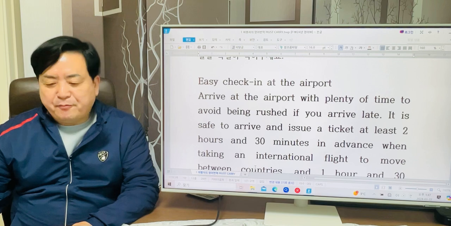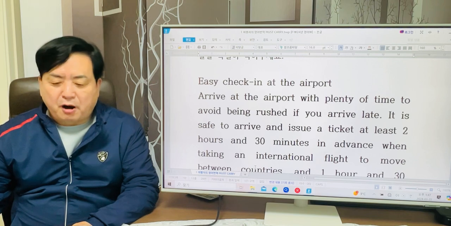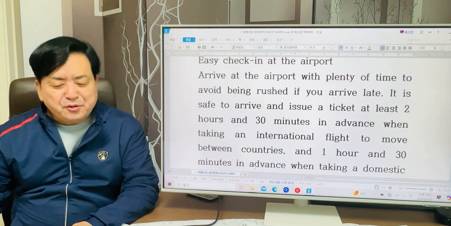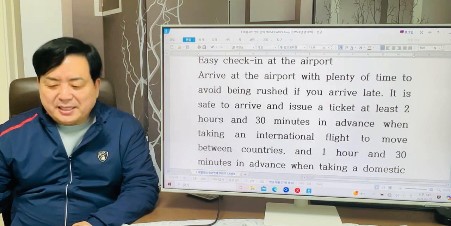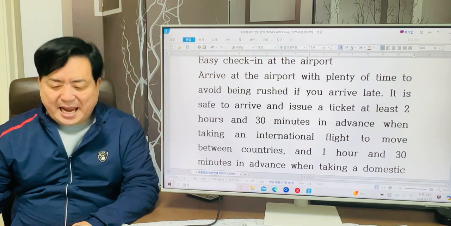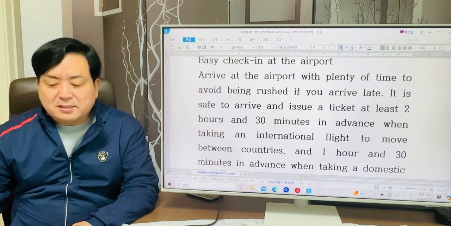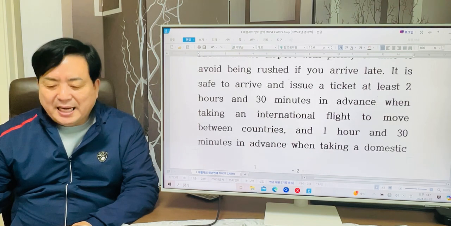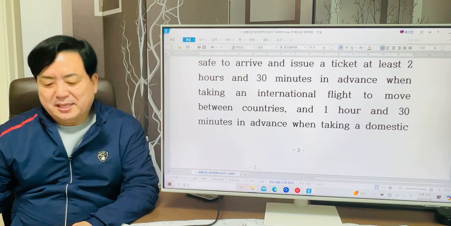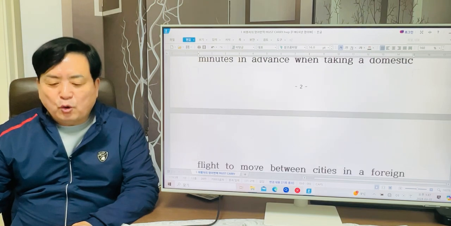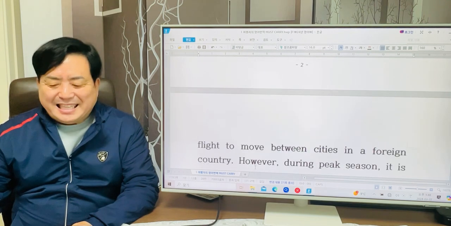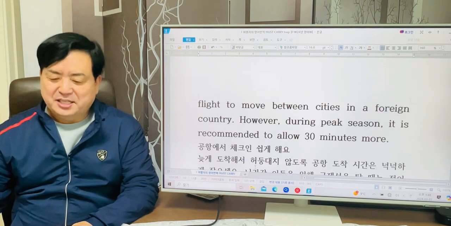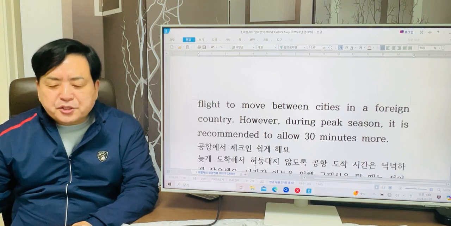The easy check-in at the airport. Arrive at the airport with plenty of time to avoid being rushed. It is safe to arrive and issue a ticket at least 2 hours and 30 minutes in advance when taking an international flight to move between countries, and 1 hour and 30 minutes in advance when taking a domestic flight to move between cities in foreign countries. However, during peak season, it is recommended to allow 30 minutes more.